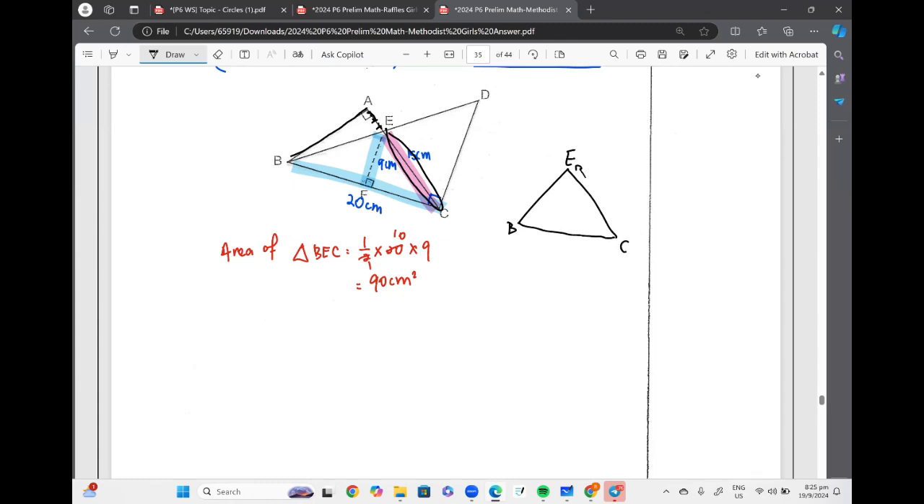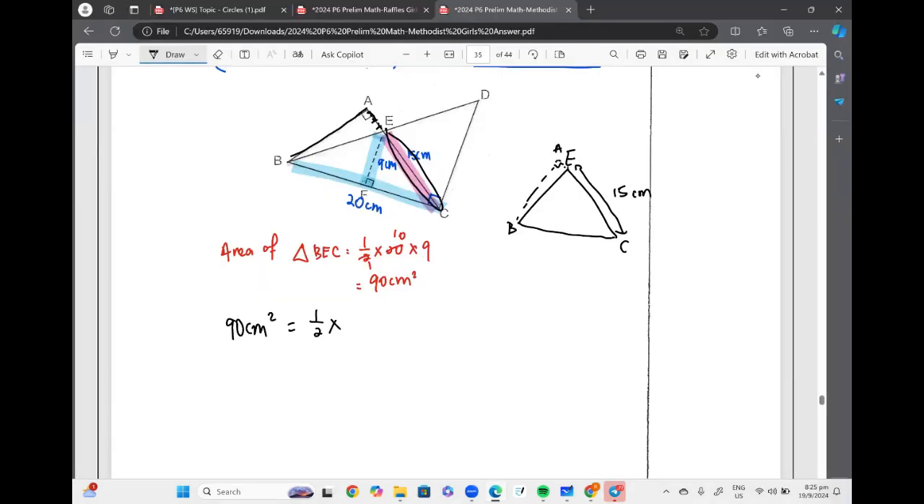EBC, okay? This is the 15. And this is technically the base. What must I do to find the height? I dot it out, I connect 90 degree, and this is A. Therefore, what I can conclude from this is that 90 cm square is also equal to half times base, which is 15 cm, times height, which is BA.